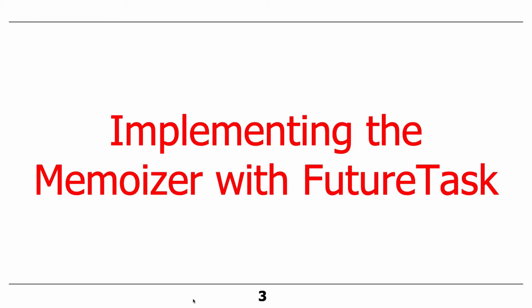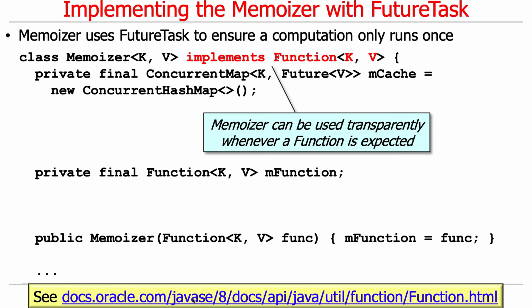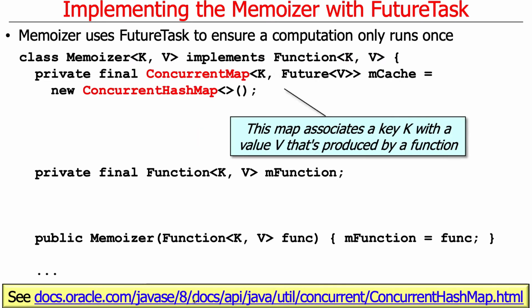ConcurrentHashMap in Java 8 and beyond absorbs all this complexity into a single method called computeIfAbsent, which is why they put it in there so you wouldn't have to do this yourself. So here's what it looks like. We have Memoizer, which is a class that implements Function, so we can plug and play this as we did before.